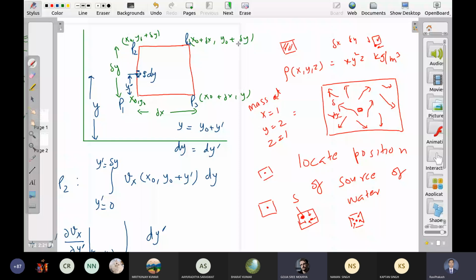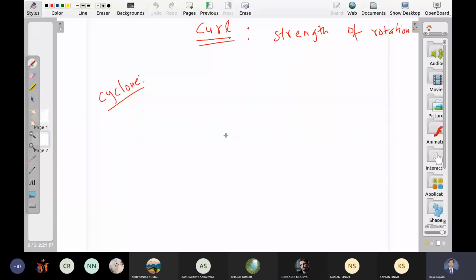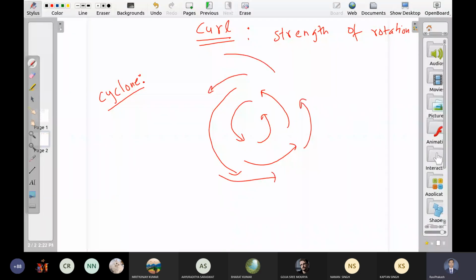What about curl? Curl tells you the strength of rotation. Those who are living on the coast, near the sea, face the cyclone problem very frequently. A cyclone is a circular motion of air, and of water also. The same thing happens in water as well. The question is, how do I define, how do I quantify this sense of rotation?